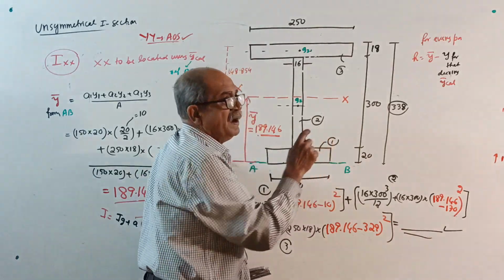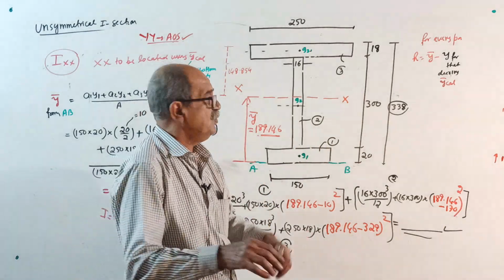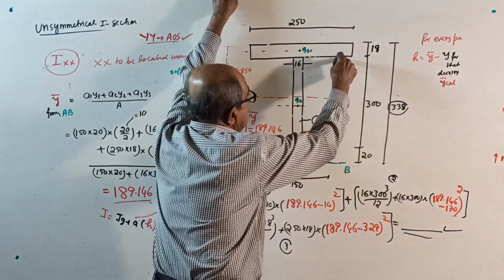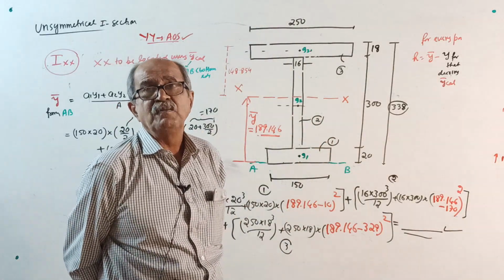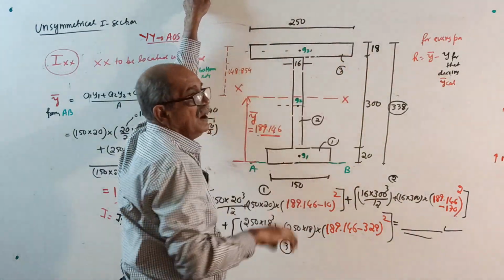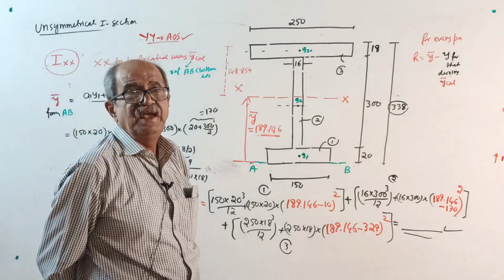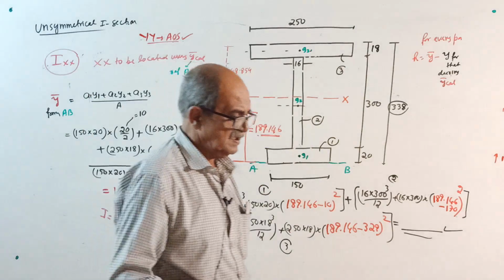150 into 20 cube by 12 plus 150 into 20 into y bar minus y1 square. 16 into 300 cube by 12 plus 16 into 300 into y bar minus y2 square. 250 into 18 cube by 12 plus 250 into 18 area into y bar minus y3 square. It will take care of everything.